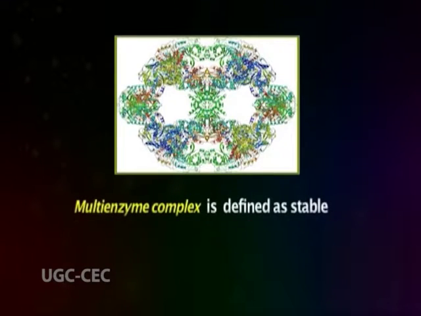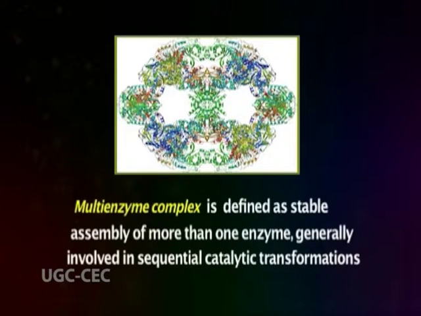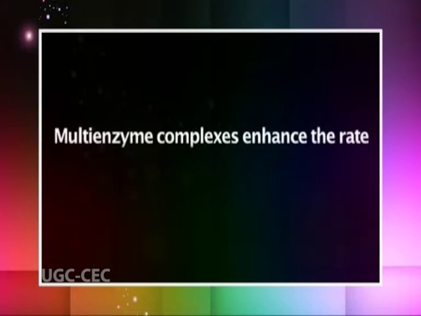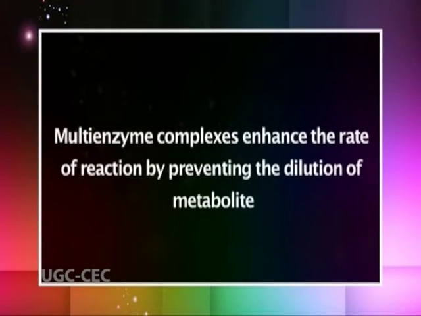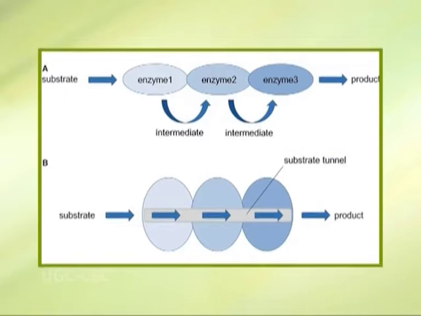Multi-enzyme complex is defined as a stable assembly of more than one enzyme, generally involved in sequential catalytic transformations. Multi-enzyme complexes enhance the rate of reaction by preventing the dilution of metabolite. If we consider a metabolic pathway, the product of one reaction is the substrate for the next. Such direct transfer of metabolite from one enzyme to another would avoid dilution of metabolite in bulk aqueous environment. This would in turn increase the rate of reaction.